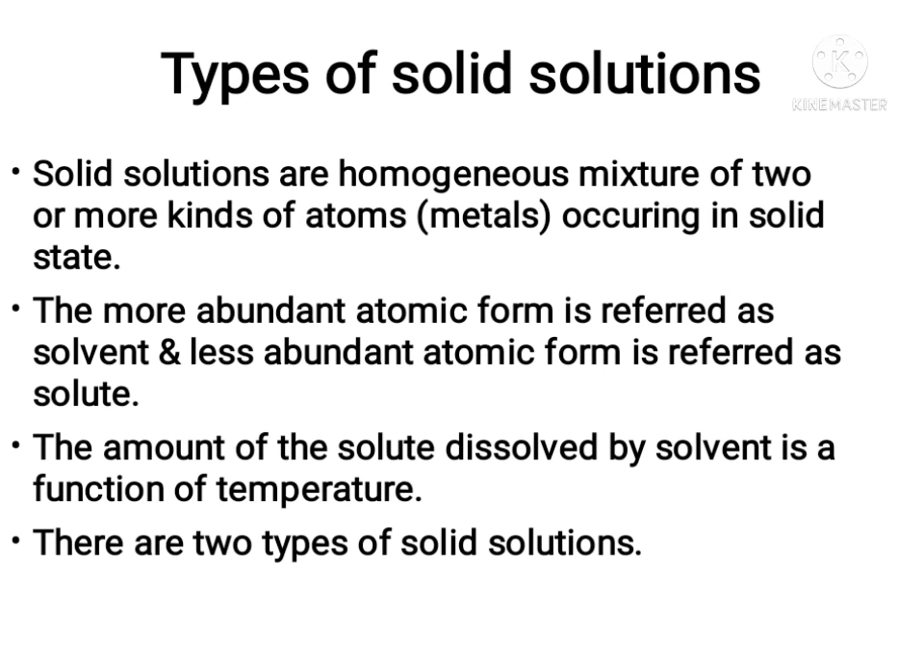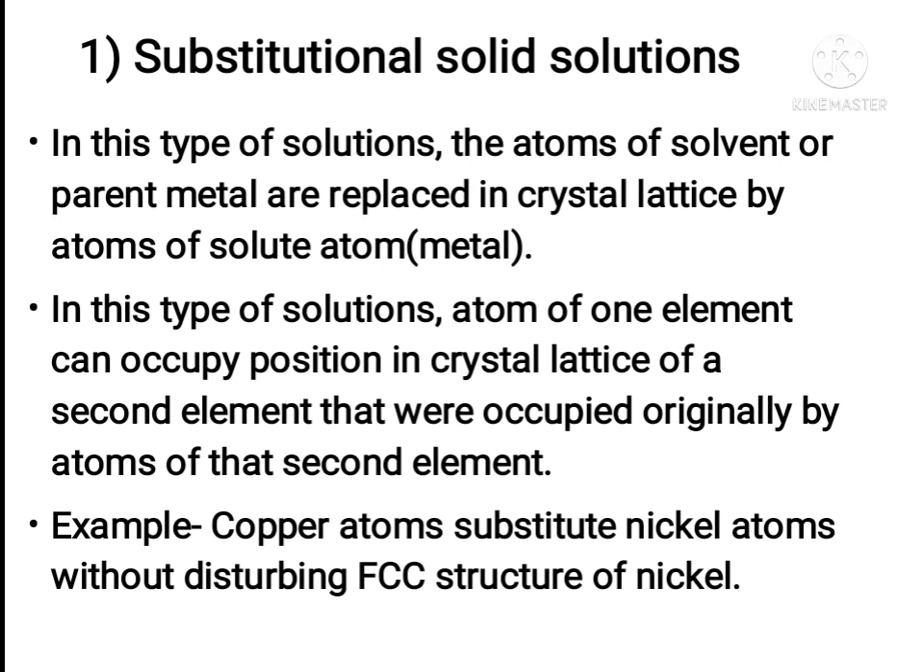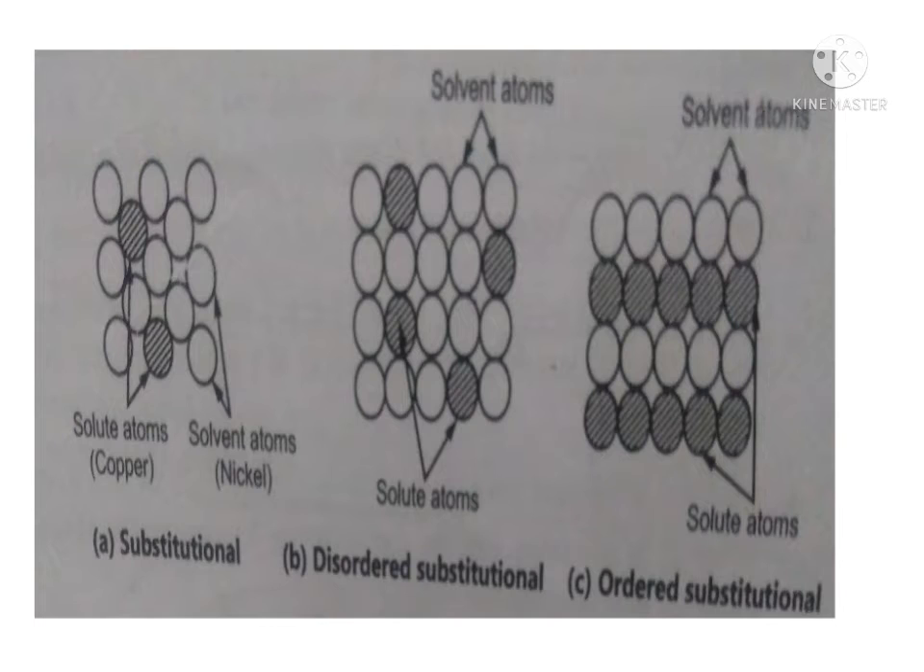There are two types of solid solutions. The first type is substitutional solid solution. In this type of solution, atoms of the solvent are replaced in the crystal lattice by atoms of the solute. For example, copper atoms substitute nickel atoms without disturbing the FCC structure of the nickel. The figure shows types of substitutional solid solutions.